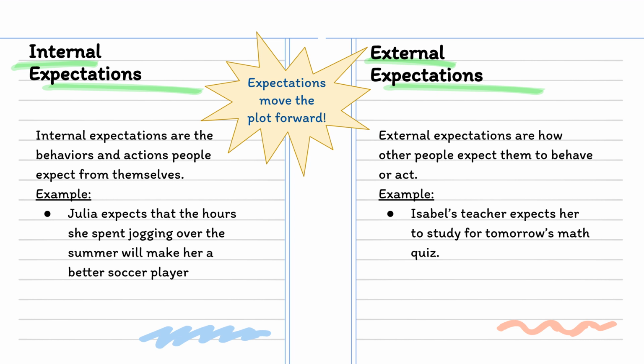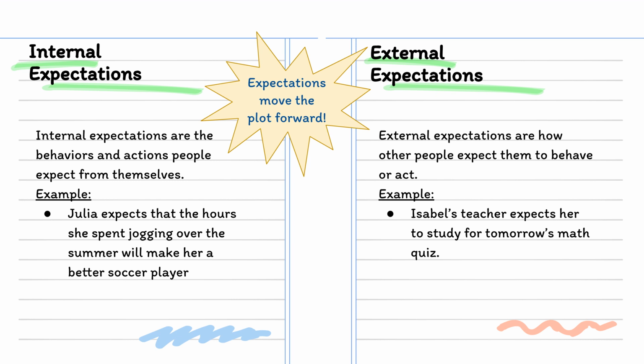Now, there's also external expectations, which are how other people expect the character to behave or act. So if it says Isabel's teacher expects her to study for tomorrow's math quiz, Isabel's teacher expects her to study because maybe she's studious. Maybe that teacher knows that she's always trying to get that A on that test, and so she expects her to behave that way.